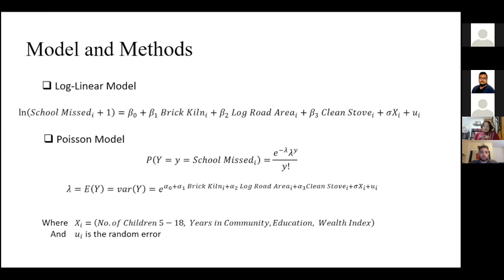We also used a Poisson model for a second examination, which seemed particularly appropriate since days of school missed is a count variable. We used the same independent variables: brick kiln, log road area, clean stove, and all our socioeconomic controls.